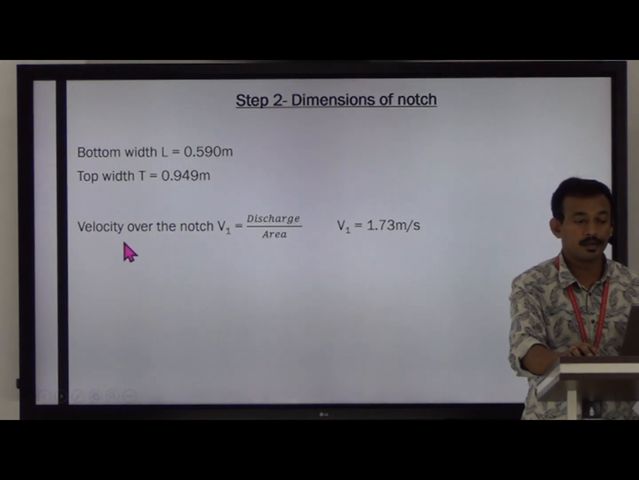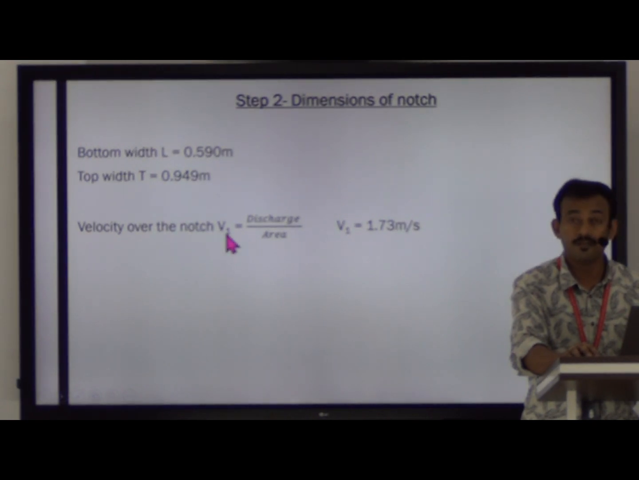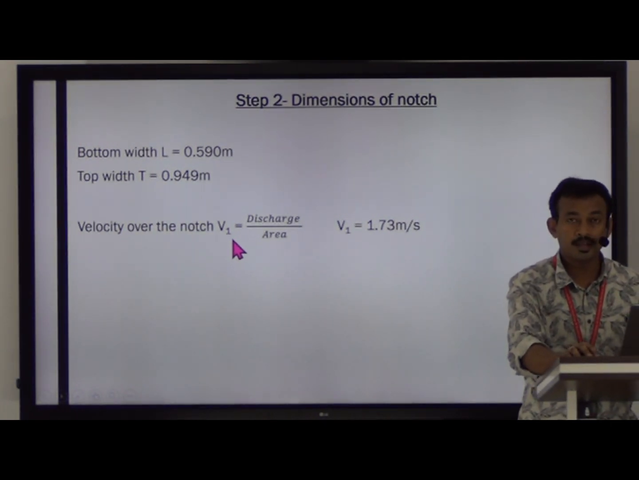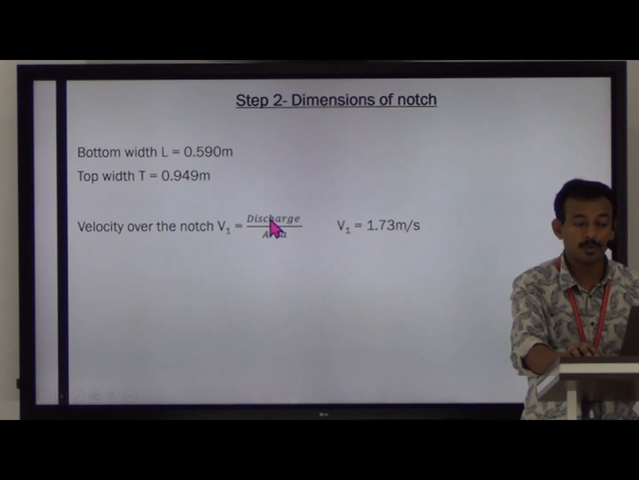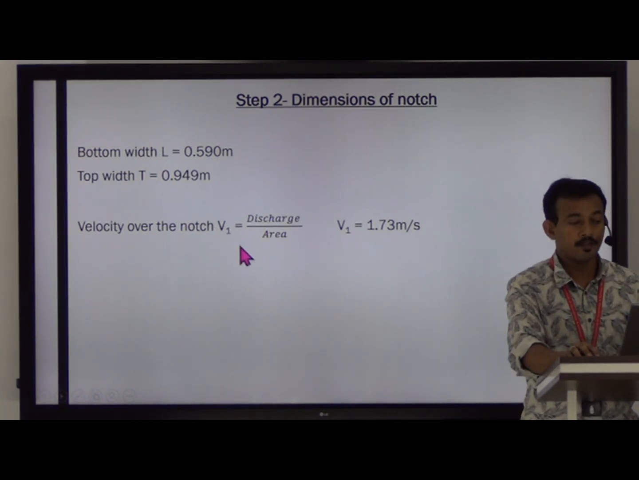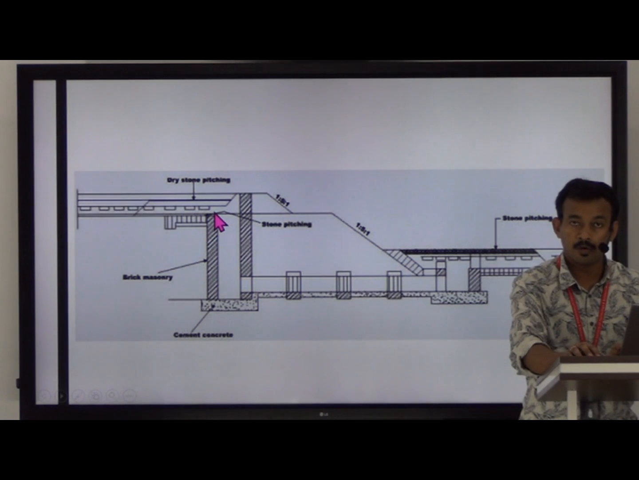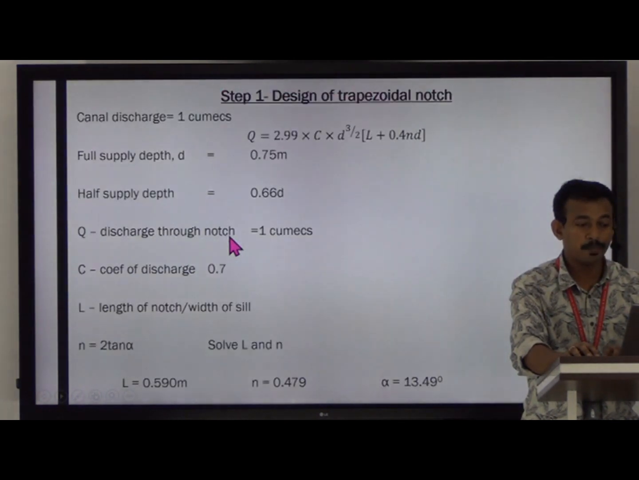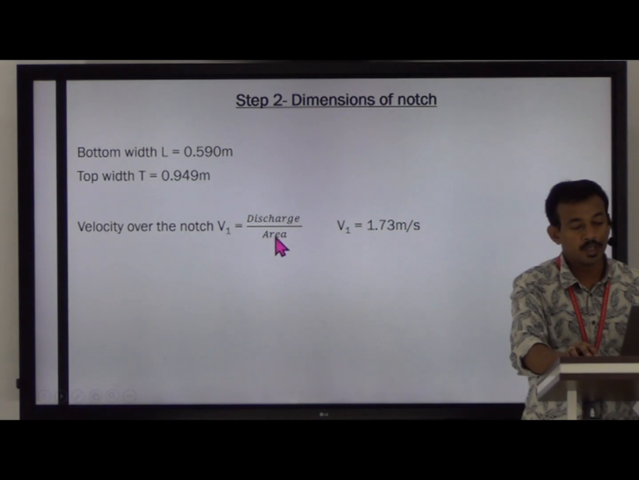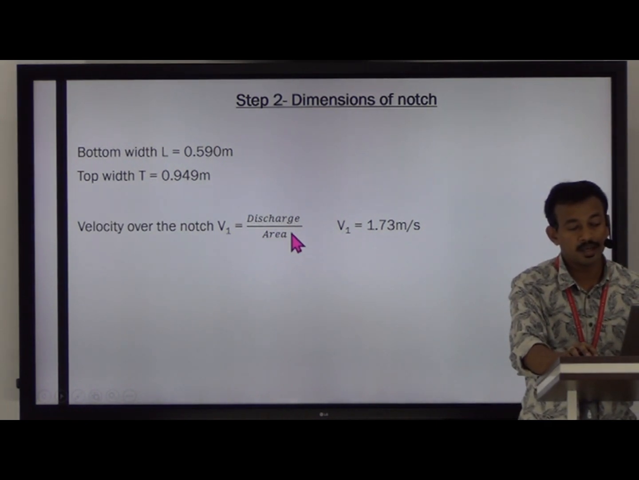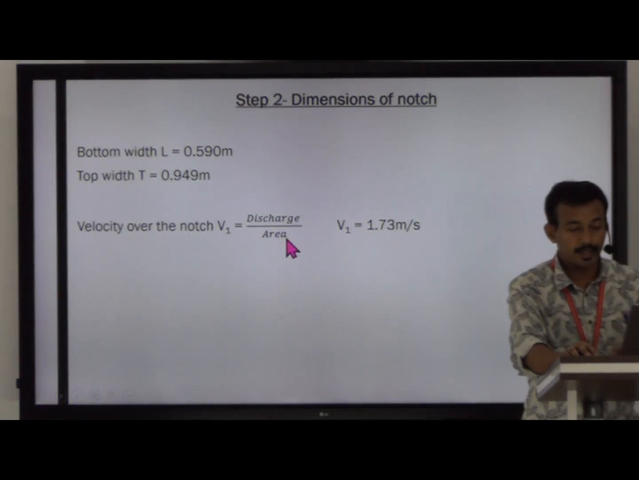And next parameter regarding the notch is the velocity over the notch, that is V1. Basically you know that you can calculate the velocity V equal to discharge by area. Here velocity V1 means it is the velocity of flow coming out of this trapezoidal notch and falling into our inlet well. Since it is passing through the trapezoidal notch, you have to take the cross-sectional area of the trapezoidal notch for this area calculation. That area can be calculated.